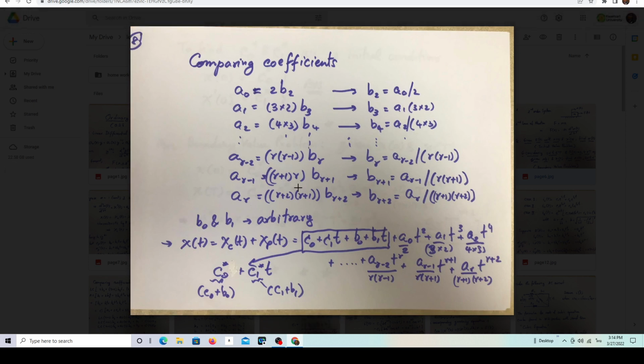Luckily, we don't need any back substitution. It can be compared one by one. Actually, the first term is a sub 0 equals 2 times 1 times b sub 2. A sub 1 is 3 times 2 times b sub 3. A sub 2 is equal to 4 times 3 times b sub 4. And you can now see the general form, right?